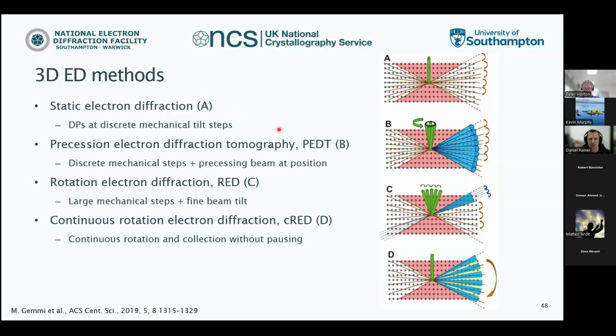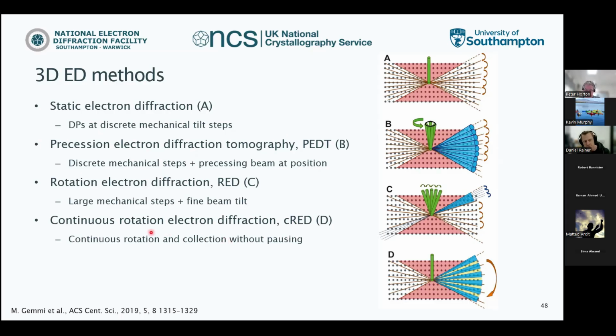This was then addressed in these methods, B and C, by adding, in addition to the mechanical tilts, a manipulation of the electron beam, either in a precessing motion or just a fine beam tilt. The precessing motion is used in precession electron diffraction tomography, as it's called here, and thereby probes these small volumes that would be missing if the diffraction patterns had only been collected at these set discrete mechanical tilt steps.